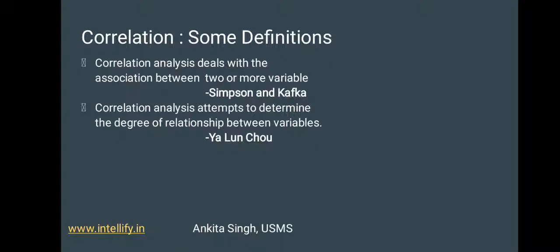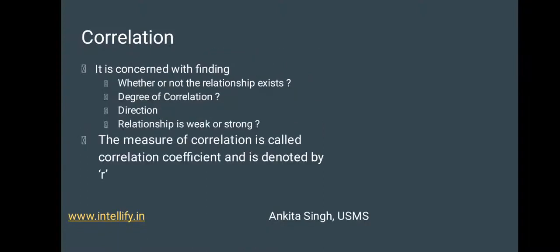Some more definitions. Correlation analysis deals with the association between two or more variables, given by Simpson and Kafka. Correlation analysis attempts to determine the degree of relationship between variables, by Lun Kao. It is concerned with finding whether or not the relationship exists, the degree of correlation, the direction of the relationship, and whether the relationship is weak or strong. The measure of correlation is called the correlation coefficient and is denoted by small r.